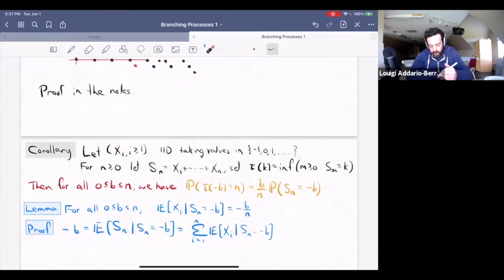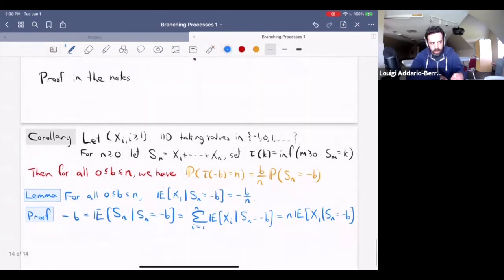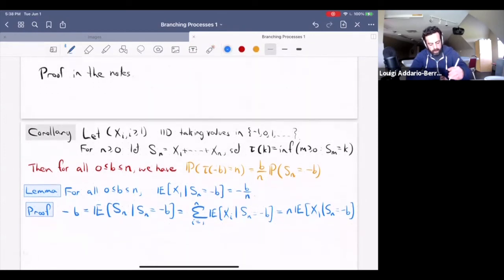And now because x1 up to xn are exchangeable, these expected values, even conditionally, since this is also an exchangeable event we're conditioning on, must all be equal. And so they must all be equal to the expected value of x1 given that Sn is minus b. And this is the lemma if we just divide through by n. So this just says that if I tell you the final value, then on average each step contributes equally to that final sum.